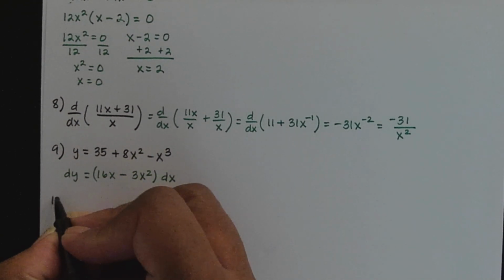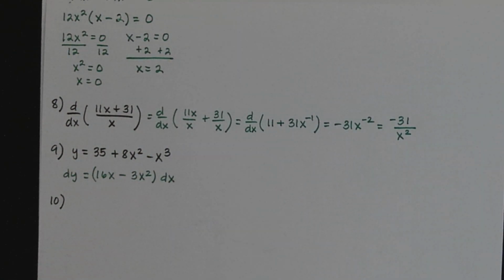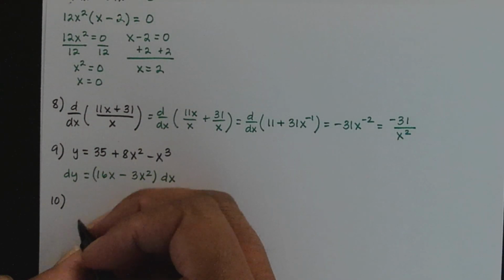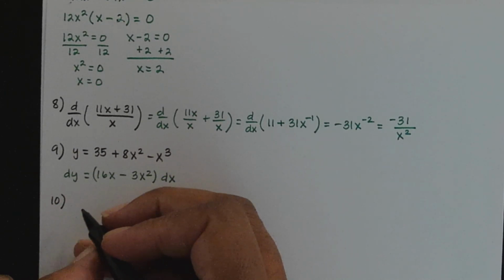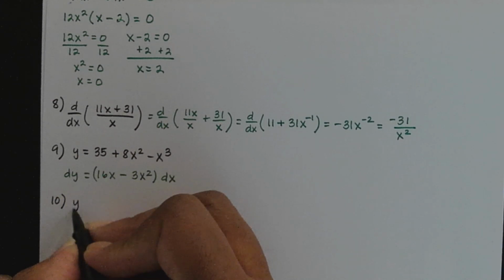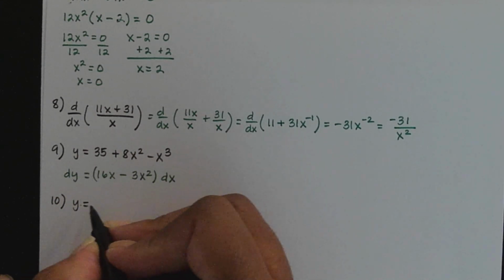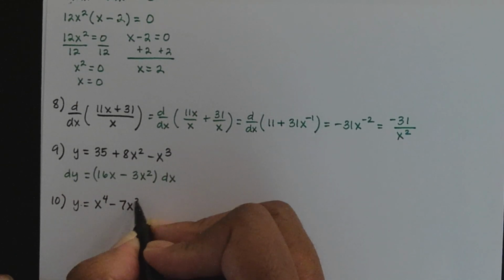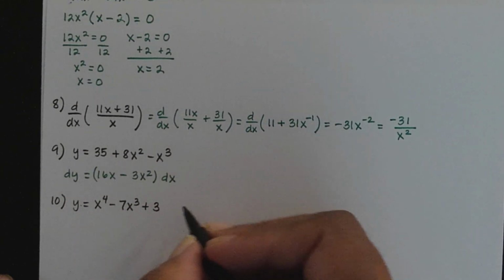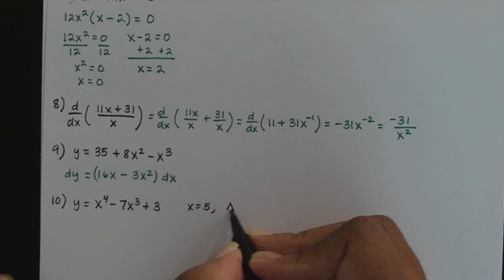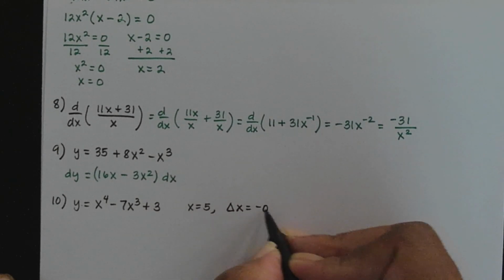All right, number 10. For y is equal to f of x, which is equal to x to the 4th minus 7x cubed plus 3, we want to find dy and delta y given that x is equal to 5 and delta x is equal to negative 0.2. I'm just going to write it like this. y is equal to x to the 4th minus 7x cubed plus 3. And we're told that x is equal to 5, delta x is negative 0.2.